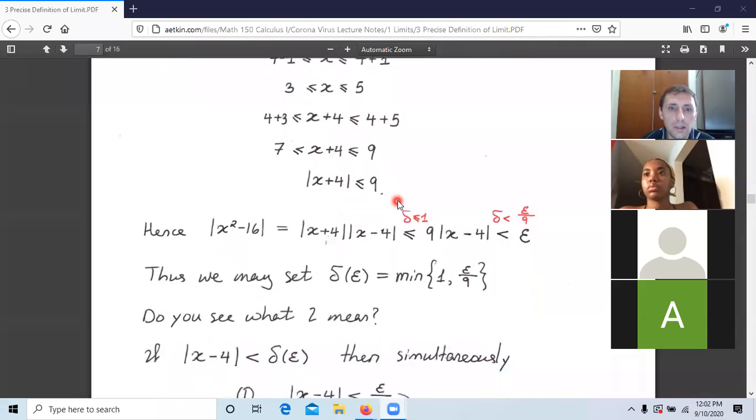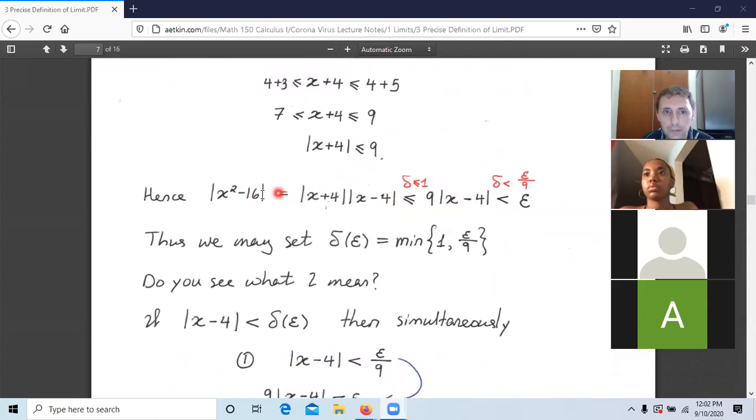And so then I can have the following construction. If my deltas that I was using are less than 1, then the x plus 4 can be replaced by a bigger number. They're not equal, just a bigger number. So this expression is less than 9 times |x minus 4|. And I can make this expression easily less than epsilon. I just select |x minus 4| to be less than epsilon over 9, so that it has to be smaller than this number and that number. So I say delta of epsilon will be the minimum of 1 and epsilon over 9.